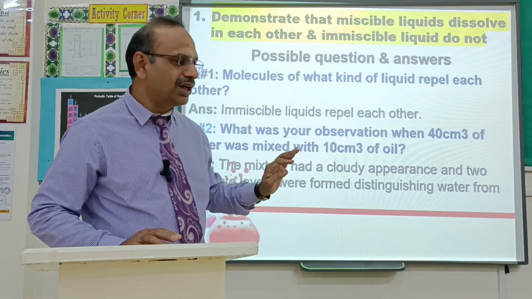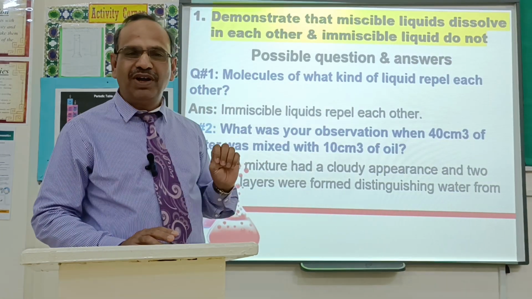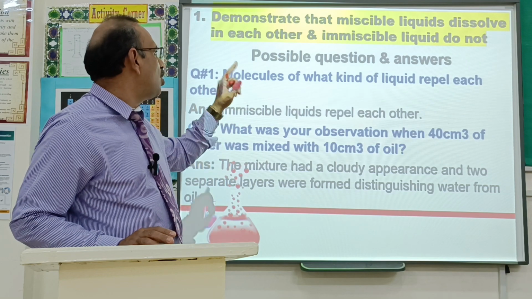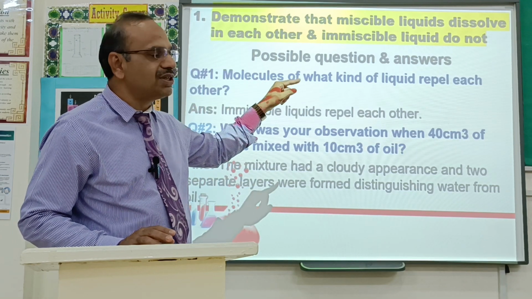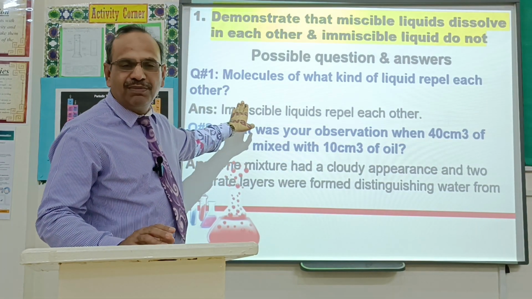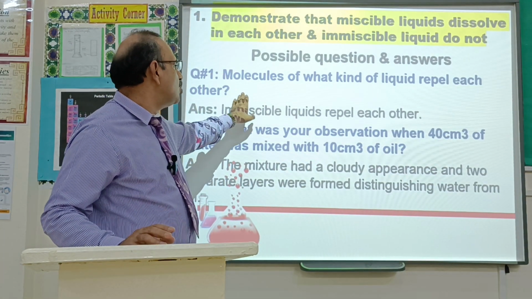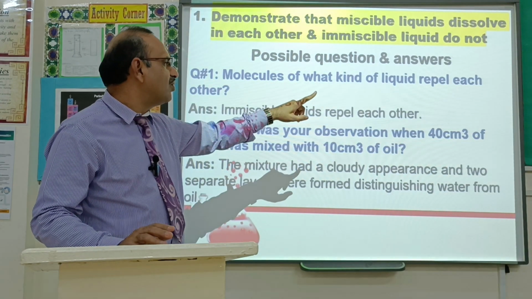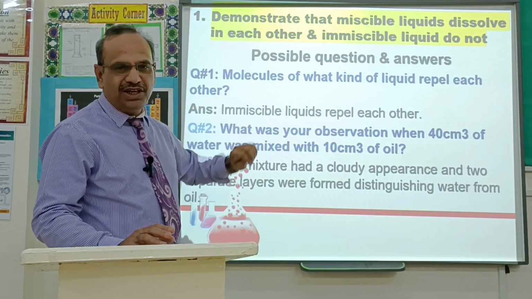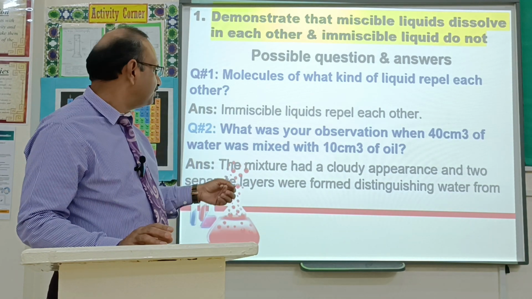First of all, practical number 1. Practical number 1 is to demonstrate that miscible liquids dissolve in each other and immiscible liquids do not. Possible questions can be from here. Molecules of what kind of liquid repel each other? Immiscible liquids repel each other. It can be the answer.